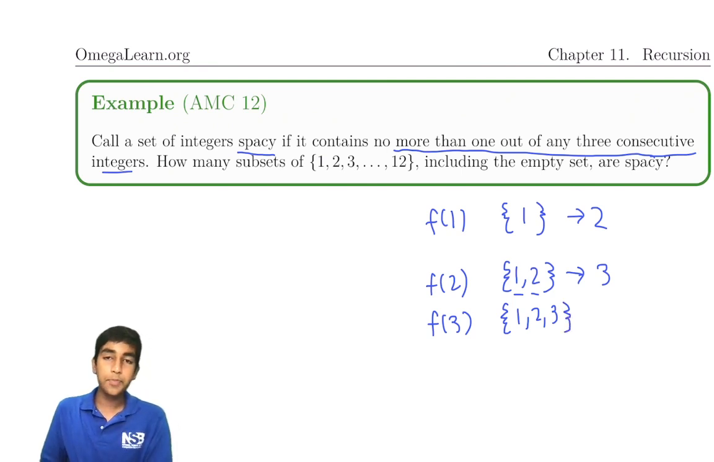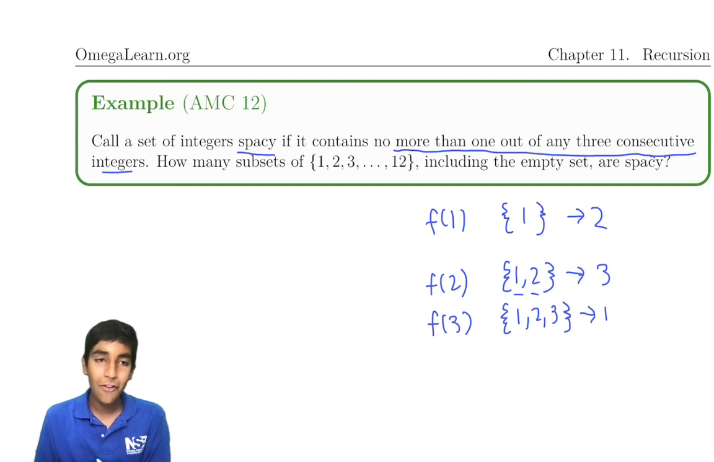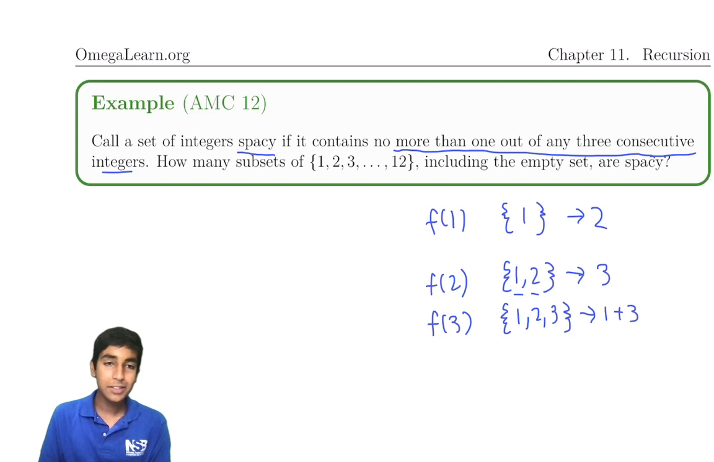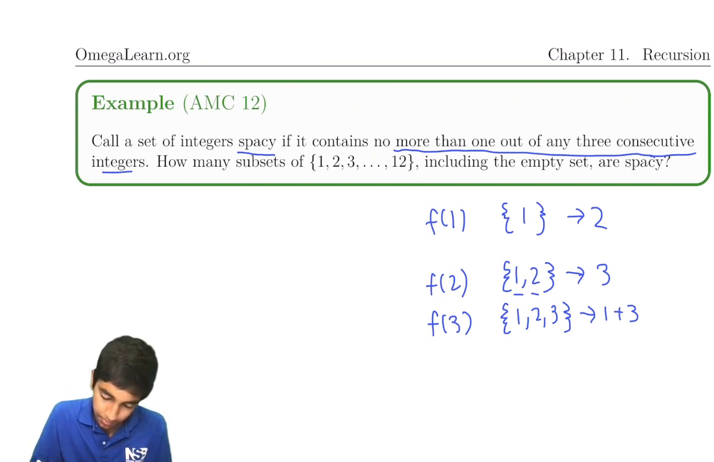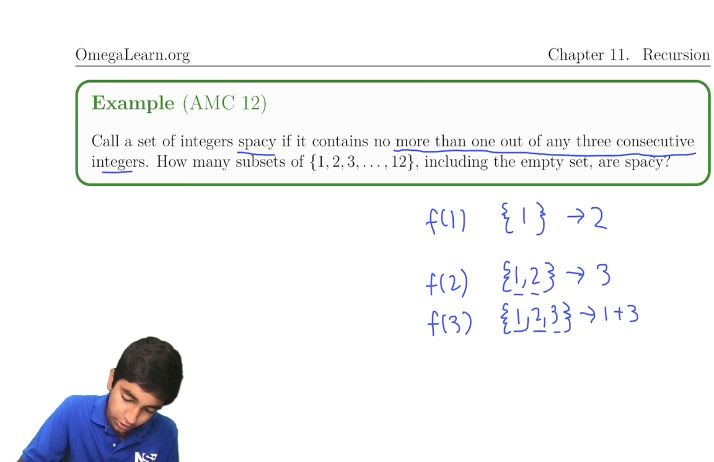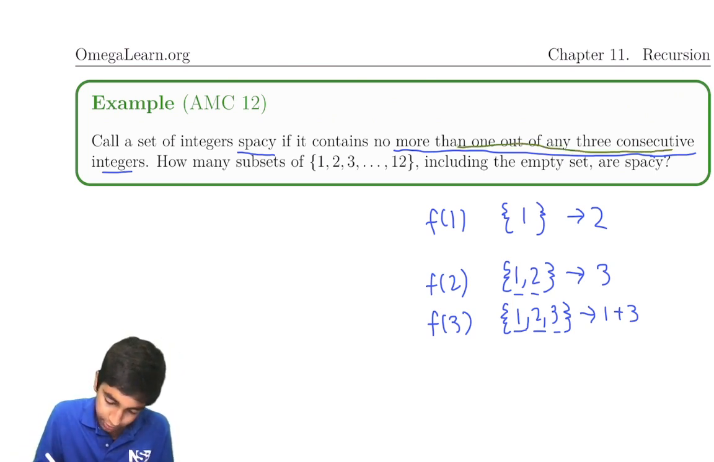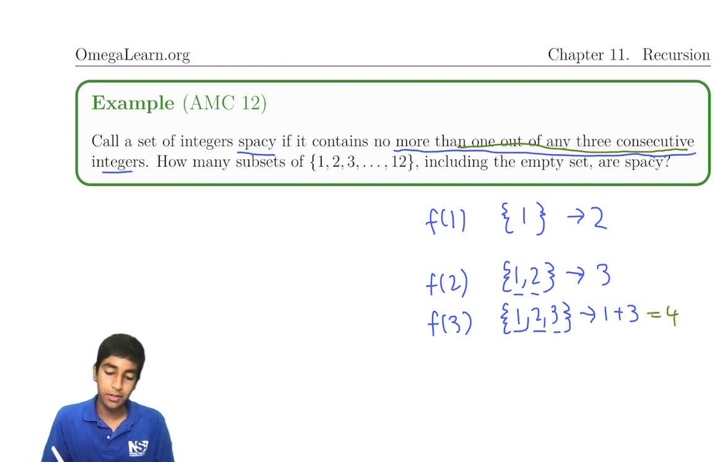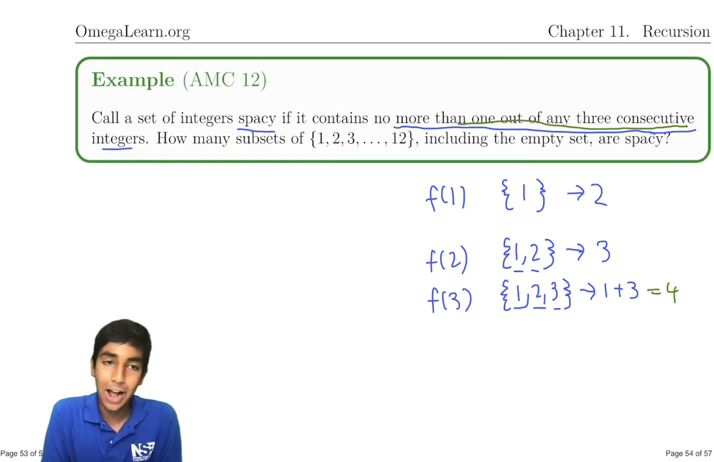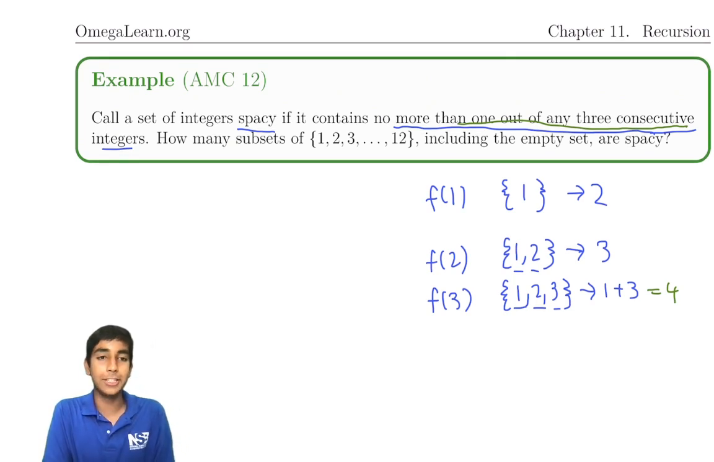For f of 3, we can again have the empty set. We can then have any one element subset plus 3. And that's about it, unfortunately. Having 2 elements, there's 3 consecutive integers. So having more than 1 integer in this whole subset will result in more than 1 out of 3 consecutive integers, in this case 1, 2, 3. So 4 choices.